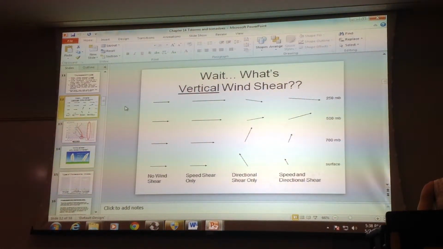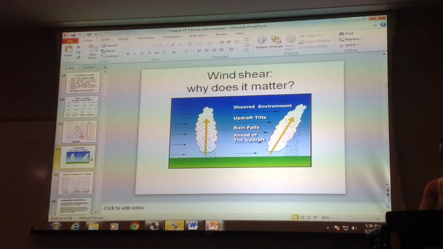If you're not sure, this would be a great slide to study. A wind shear profile tells you how the wind changes with height. Here's the surface, and here are different pressure levels throughout the atmosphere. For a no wind shear environment, which for simplicity we assume for an ordinary thunderstorm, as you go up in the atmosphere there's nothing pushing that storm over. So it's just straight up and down, which is why it doesn't last long.